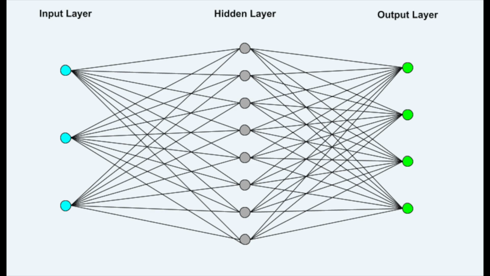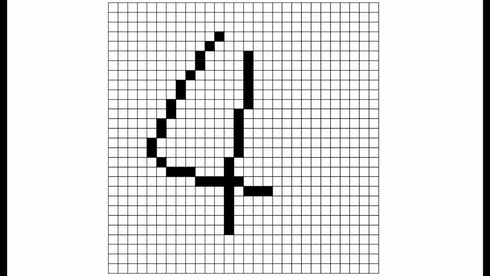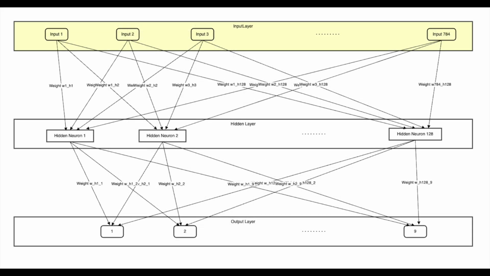each playing a crucial role in processing information. First up, the input layer. It's where all our data initially enters the network. For the MNIST digits, each image is flattened from a 28 by 28 pixel grid into a 784 element vector. These elements feed directly into the input layer, which doesn't perform any computation, but serves as the entry point for our data into the network.